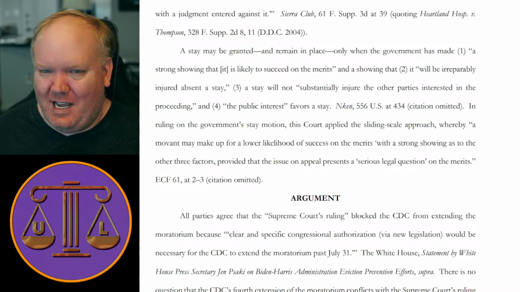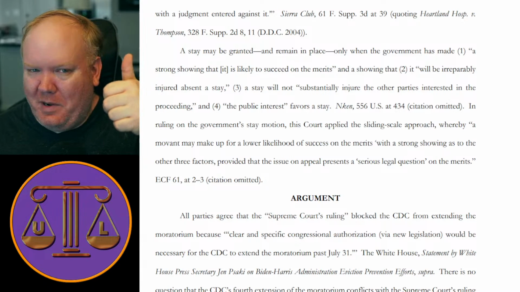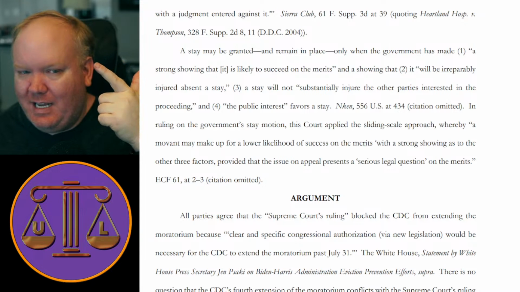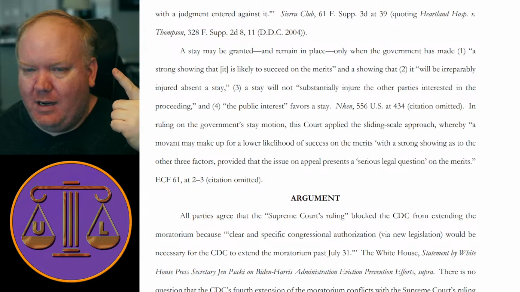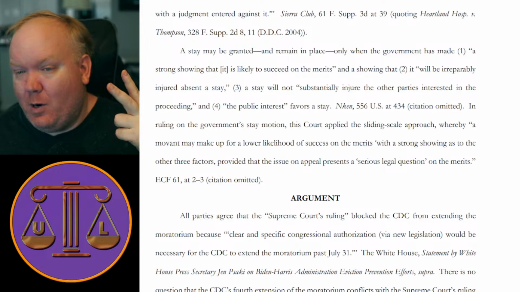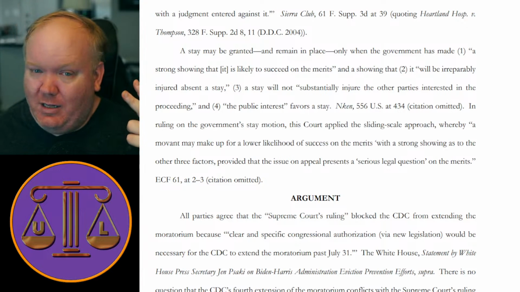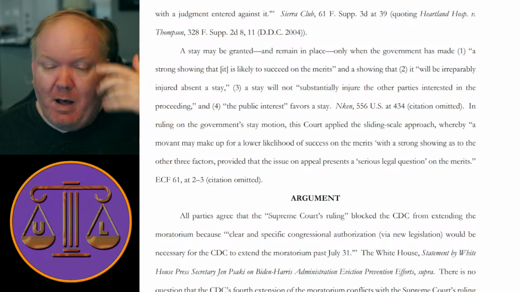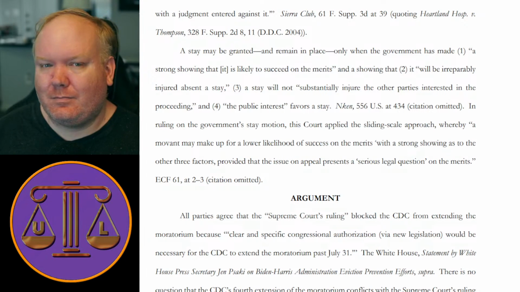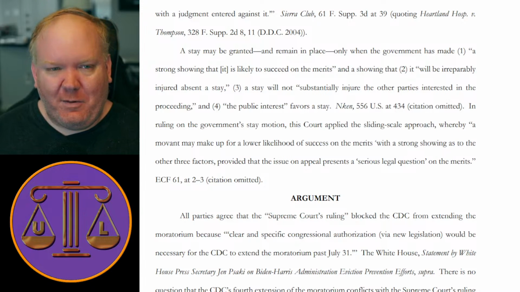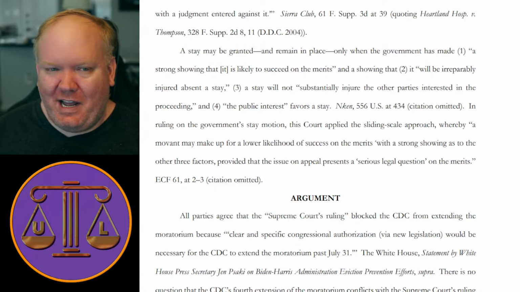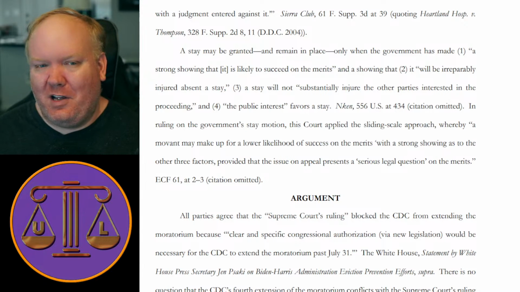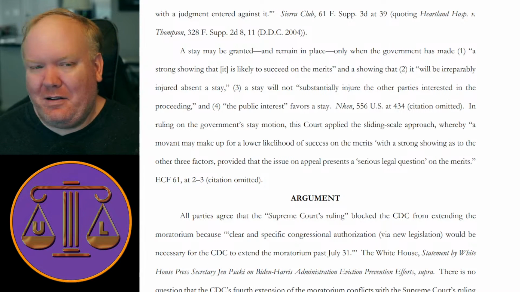So what is the standard for a stay? A strong showing of the likelihood of success on the merits. Kavanaugh got you there. Irreparable injury absent a stay. Unclear what Kavanaugh thought there. A stay will not substantially injure other parties interested in the proceedings. Unclear. And factor four, which is definitely going to carry the day, the public interest favors a stay. I think that's right. I think for better or worse, people have built expectations around this. There's a strong reliance interest, but it's going to end in three weeks anyway, so why bother? Let it be.